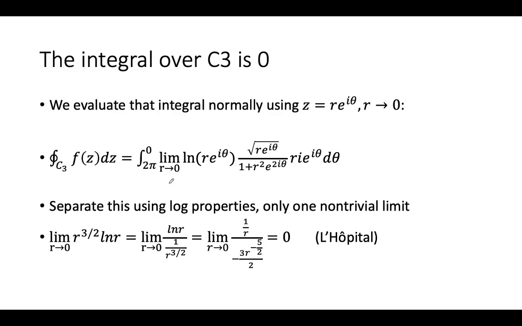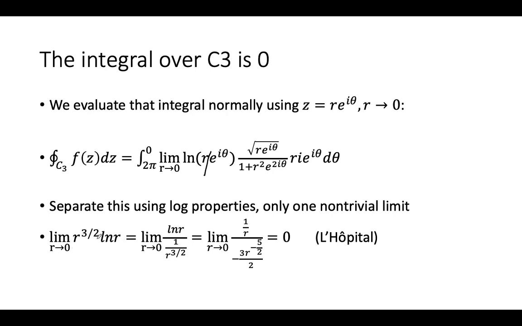So this integral is actually not that hard to evaluate in the limit because we can use log properties to separate this thing here. So the term with the e to the i theta, the sum of the two logs, this term will be 0 because in the limit as r goes to 0, this denominator is 1. You just have r to the 3 halves, r goes to 0, this is 0. So the other term, you have to evaluate this limit, the limit of r to the 3 halves ln of r as r goes to 0.